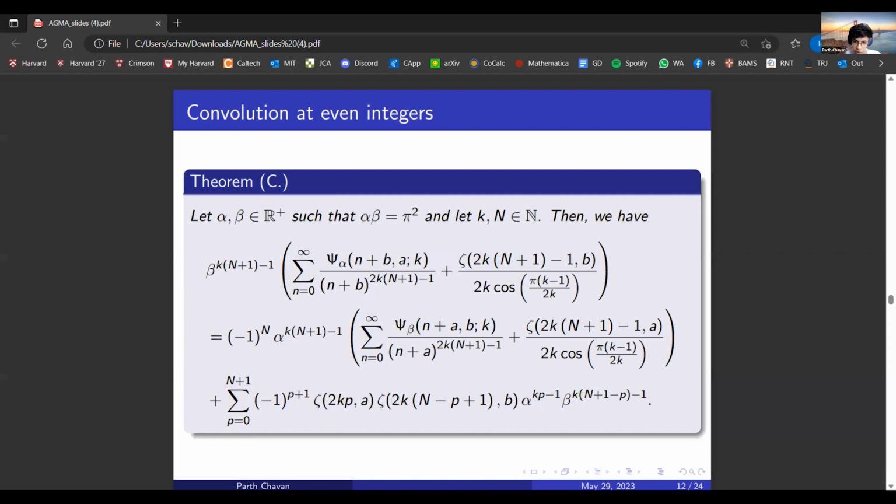One particular thing I would like to highlight is that this kernel psi alpha of n plus b, a, k cannot be considered as a Lambert series. Thus, this identity is not connected to the Eisenstein series, as Ramanujan's identity is connected to Eisenstein series.